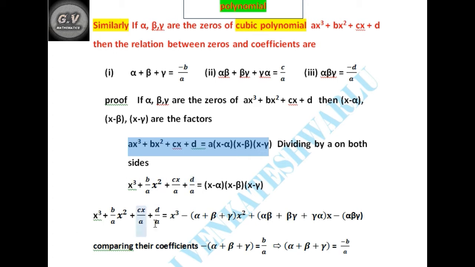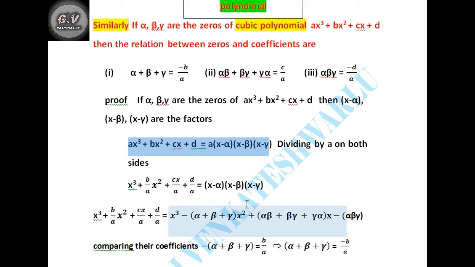The product of these three linear factors: if we multiply these three factors, we get x cube minus of alpha plus beta plus gamma into x square, plus alpha beta plus beta gamma plus alpha gamma into x, minus, minus into minus into minus, alpha into beta into gamma, alpha beta gamma.